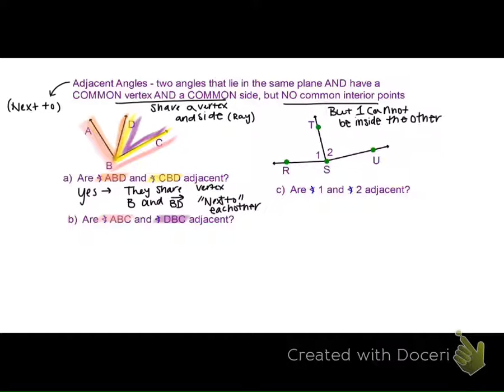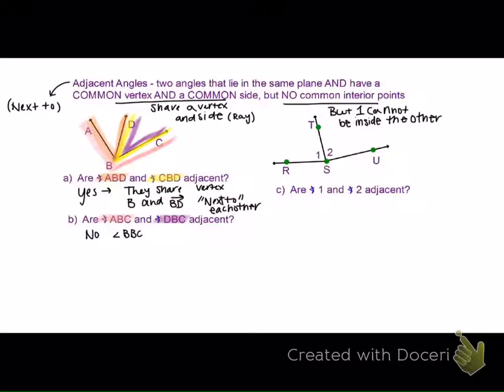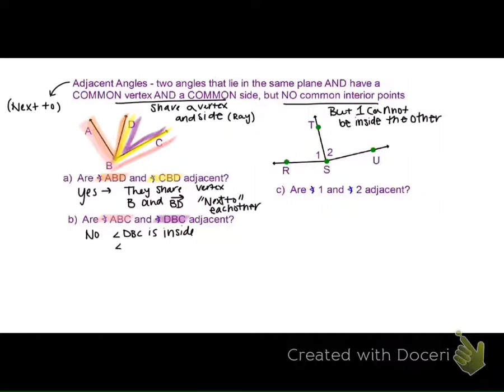Okay, so they share a side, right? You guys see that? They share a vertex, but one cannot be inside of the other. Is one inside of the other? Yeah, so is that adjacent? No. Angle DBC is inside angle ABC, not next to.